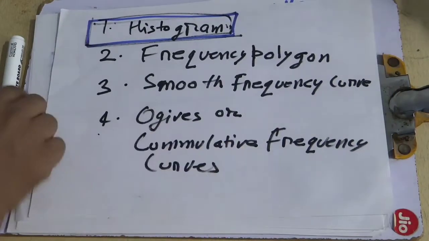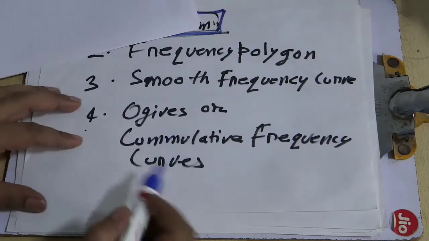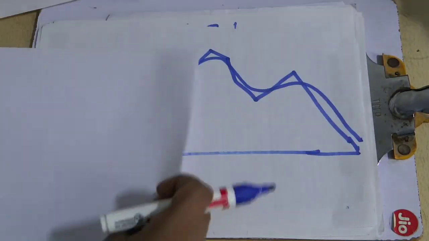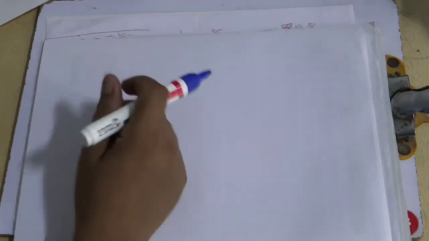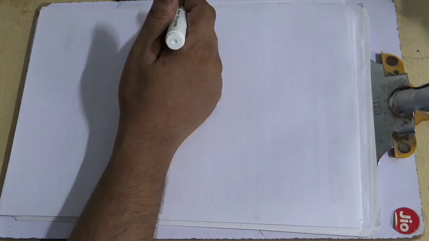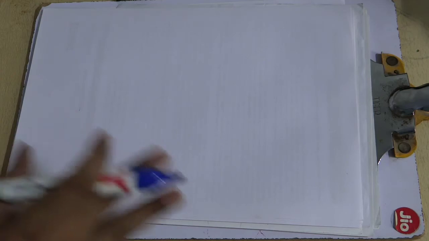Dear students, now we will see the Ogives or the cumulative frequency curve. Now first you should know what a cumulative is. Now in your book you can find it from page number 418 to 426. So, okay, don't worry.